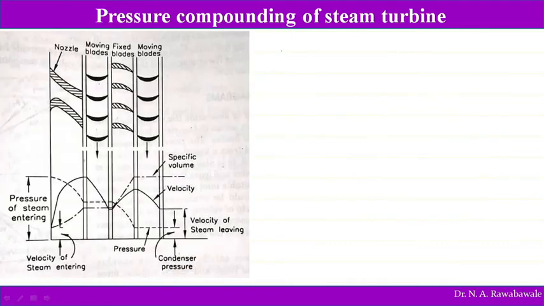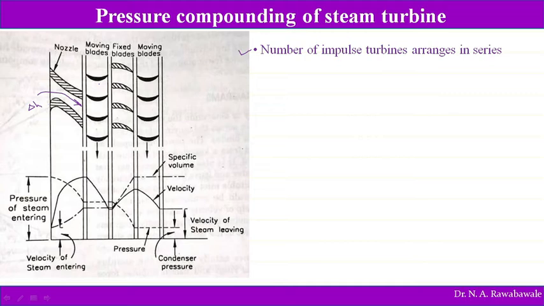Now the second type of compounding is known as pressure compounding of steam. So this pressure compounding of steam is nothing but a combination of impulse turbines arranged in series, a number of impulse turbines. So this is the first nozzle. Steam passes through this nozzle, its enthalpy drop takes place, and velocity increases from V1 to V2. Then it passes through the set of moving blade. This kinetic energy is converted into mechanical work.